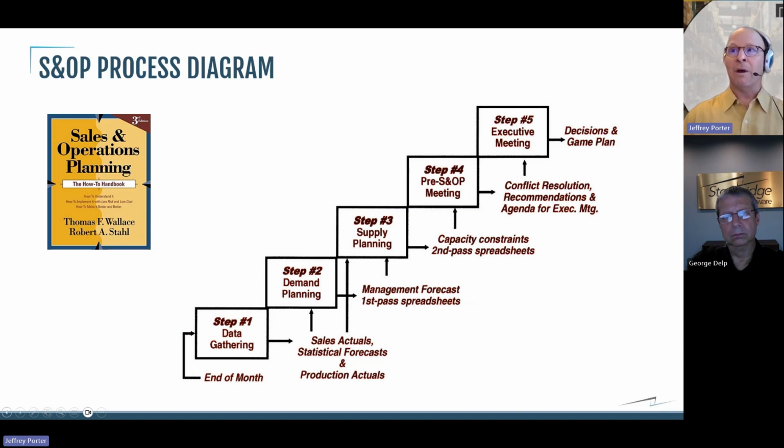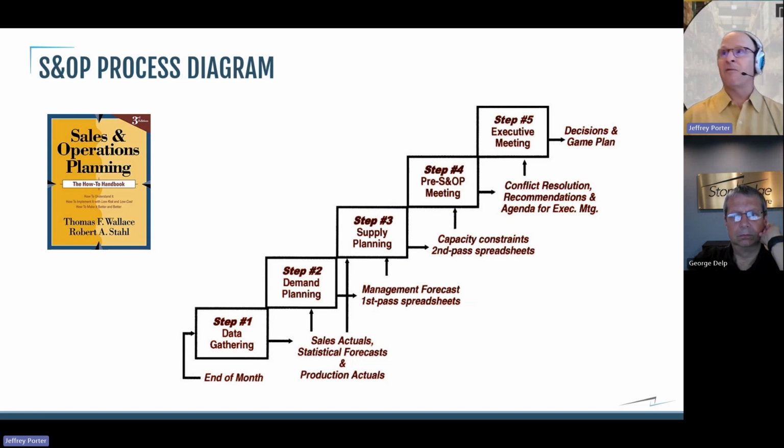That's when we get into what we call the pre-S&OP meeting. At the pre-S&OP meeting, we bring all of our findings together and we look to do things like conflict resolution, recommendations, and look at the agenda for the executive management. So this isn't our final meeting, but we're typically bringing the heads of these organizations together, or those people who are preparing for it, to begin expressing those concerns in each of these individual areas, right?